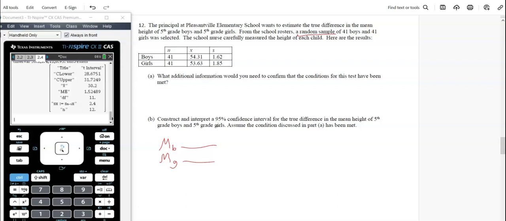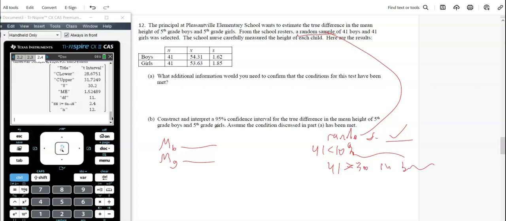So random sample, go and just write it. Random sample, check. Less than 10% condition. So we think that 41 is less than 10% of the population at the school. And 41 is greater than or equal to 30 in both cases. You might want to put in both cases for all of those, really, because that's really what we're saying. So it passes the condition.